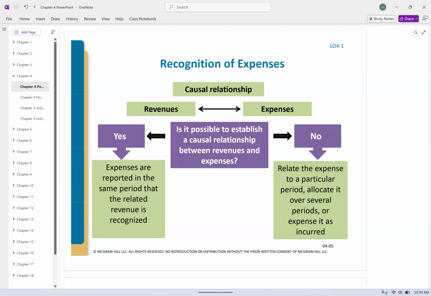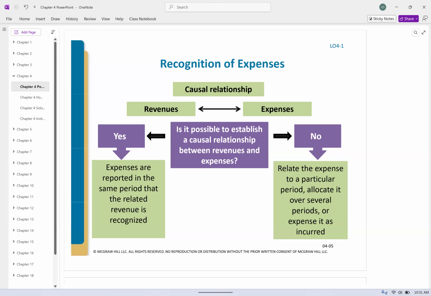Okay. If it's no, it could relate to an expense to a particular period, or it could be something allocated over several periods or expensed as incurred. So we can think of those things like depreciation expense for the building. Okay. It's not a direct relationship, not so much like the buying and the selling of the stuff, but Walmart still needed a building. Walmart still needed a warehouse. And so they're going to depreciate that and they're going to allocate it over different periods. Okay. And those are estimates.